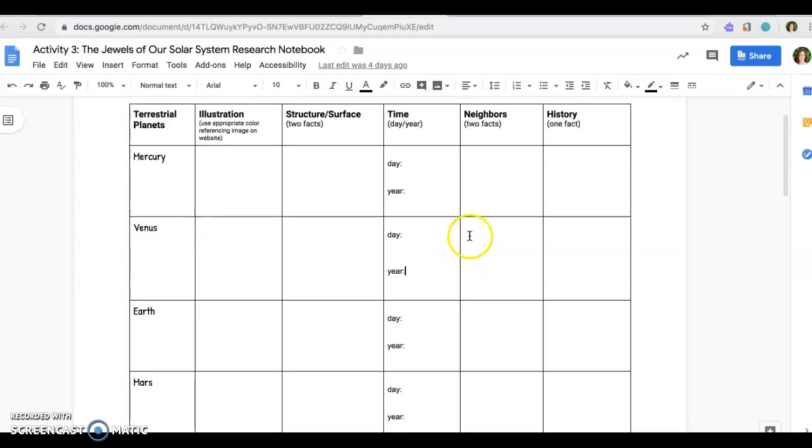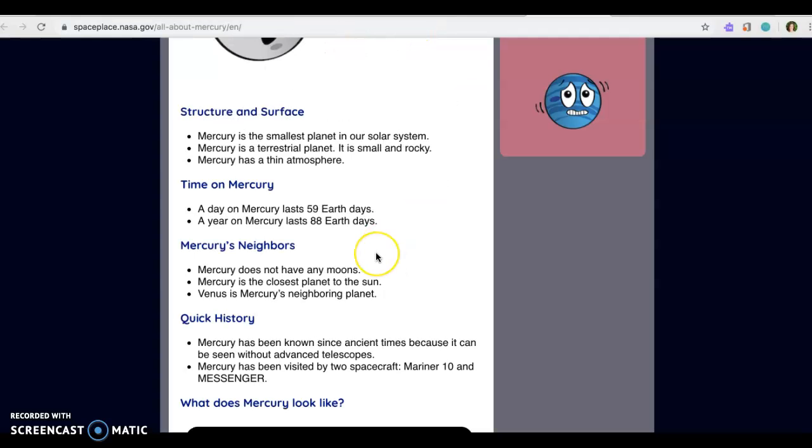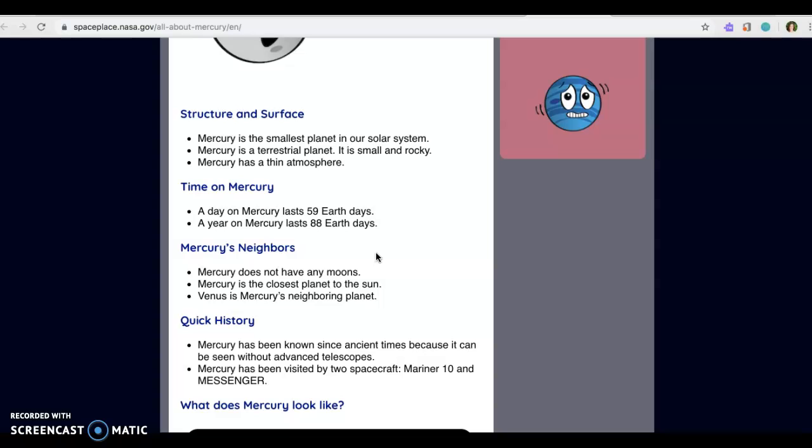I'm asking you to tell me 2 facts about the neighbors and then 1 fact about history. Again, all of this information is directly stated for you. You're just picking and choosing the information you want to put in your chart.